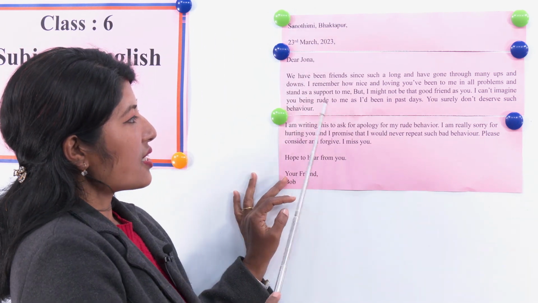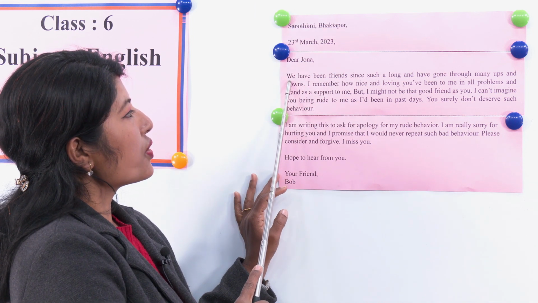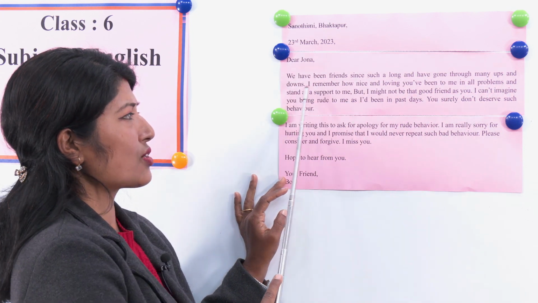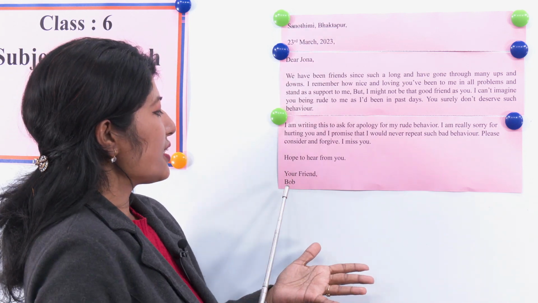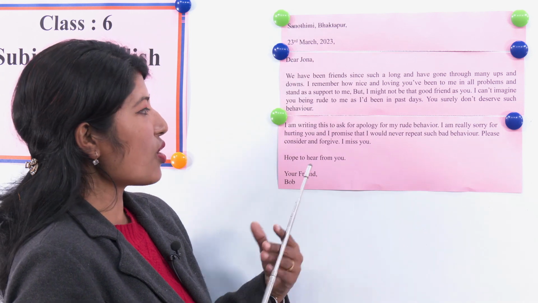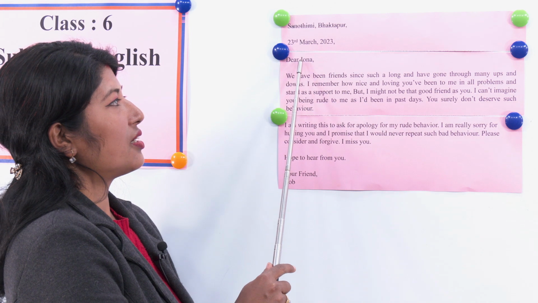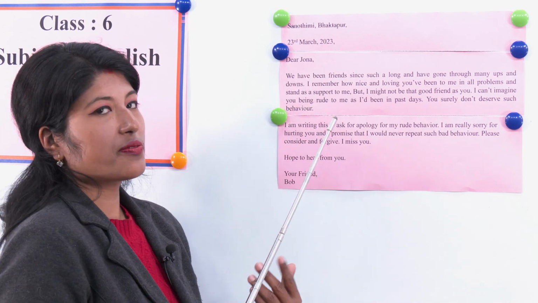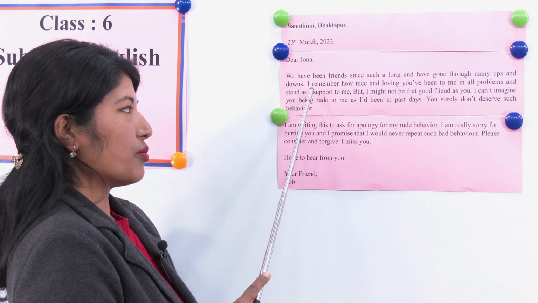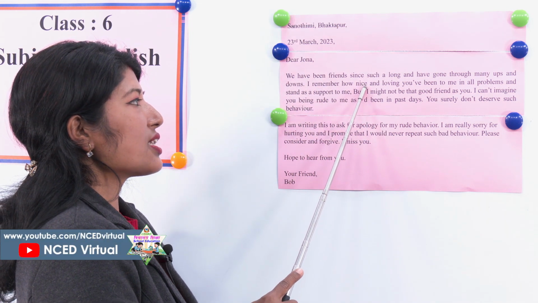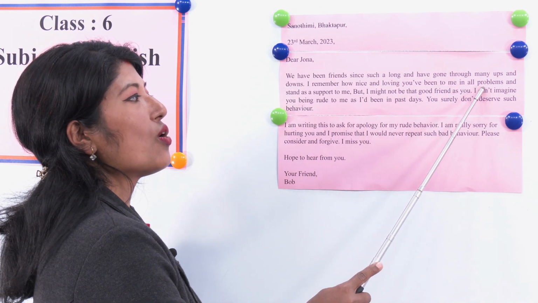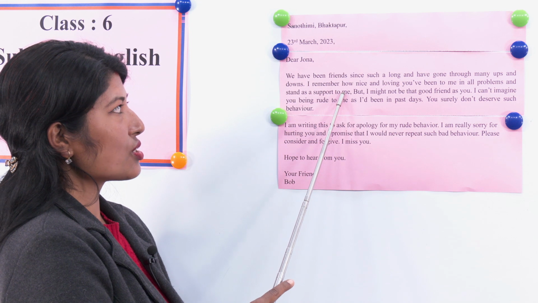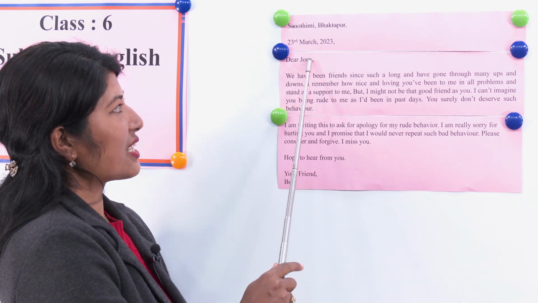And then the body. Starting of the body, okay, what can we read over here? We have been friends since such a long time and have gone through many ups and downs. So emotionally, who is the writer over here? Bob. Emotionally, writer Bob is convincing Jonah about their friendship, telling about their friendship. What is he telling? I remember how nice and loving you have been to me in all the problems and stood as a support to me. About whom is this written? About Jonah. Bob is telling about Jonah.